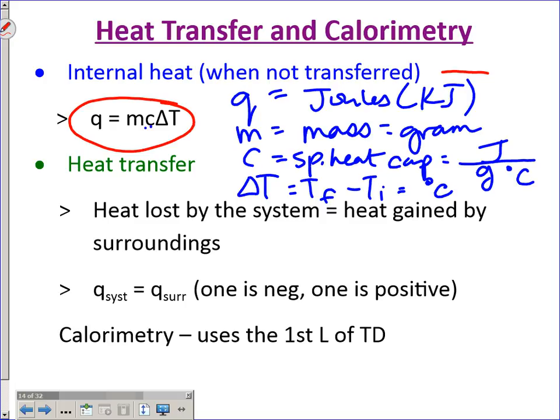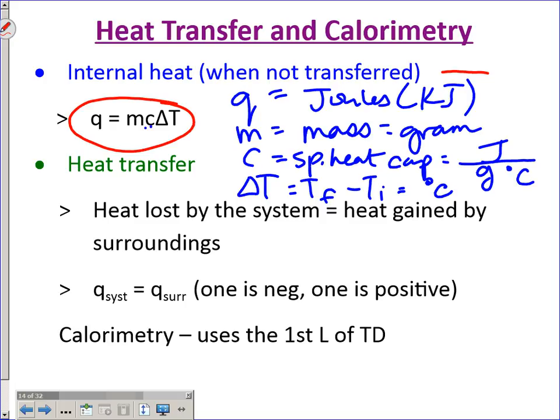If you're doing heat calculations of just a simple compound and itself is changing its own temperature, or it's warming up, like for example, you put a piece of metal on a hot plate. It's not reacting with the surroundings, it's not reacting with anything else. Itself is changing temperature, so you talk about its internal energy change, and that's just Q equals mcΔT.